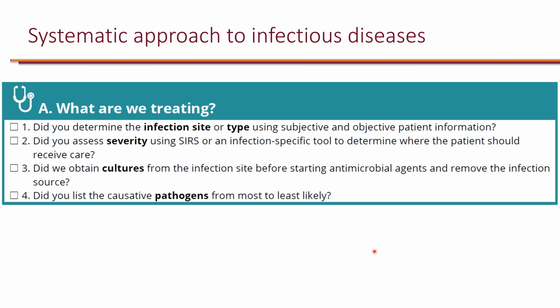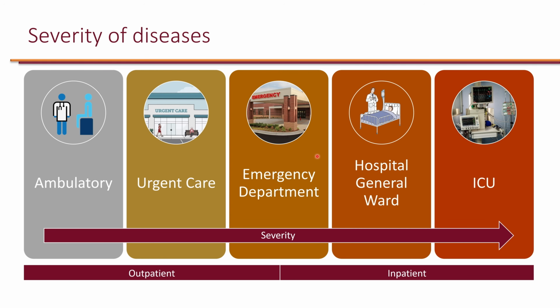Second, did you assess severity using SIRS or an infection-specific tool to determine where the patient should receive care? As we learn about different infections throughout this course, we will talk about infection-specific tools that are relevant. Determining the severity of disease can help triage the patient to the appropriate setting in order to receive appropriate care. And in general, we can think of the settings as outpatient or inpatient.